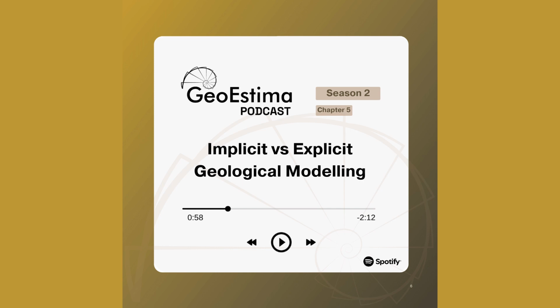Hi, in the first chapters of this season, we talked about the sampling process and then about its quality control. Now we will continue with implicit geological modeling and its differences from explicit geological modeling, so we can keep discussing and learning more about the geo-mining-metallurgical business in Chile and the world.